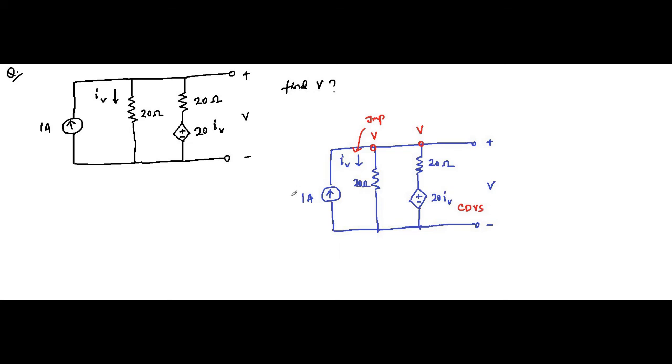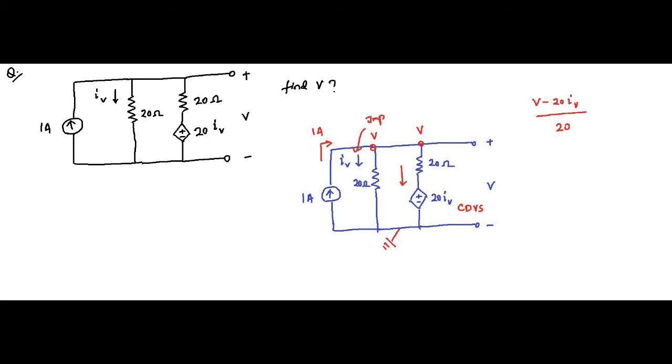This 1 ampere current is flowing towards the node. This IV current is flowing away from the node downwards, and there is another current flowing through this node, from here to ground, and this value will be V minus 20 IV by 20.